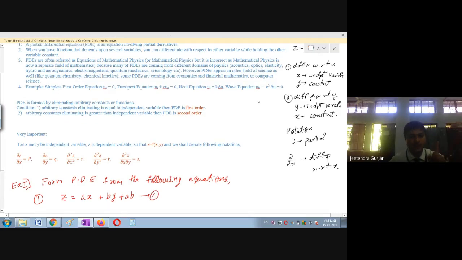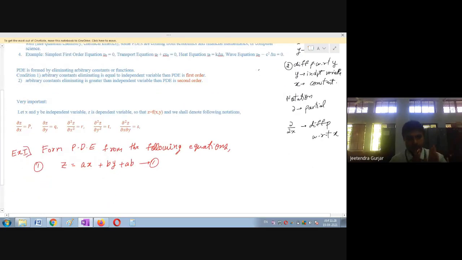Please remember, again I'm repeating this, whenever you have to form a PDE, first you have to strike in your mind that it is formed by eliminating constants or functions. Please remember this line, very very important. On the first page you have to write this: what PDE is, and how PDE is formed, by eliminating arbitrary constants. Now, can anybody tell me, I will just do some rough work. Can you tell me what the constants are? Anyone, please unmute and tell me.